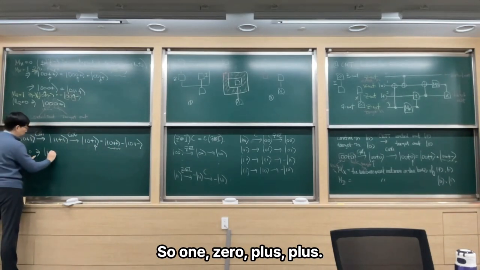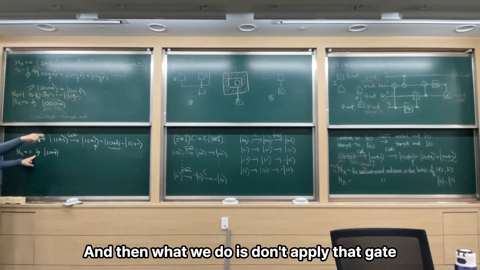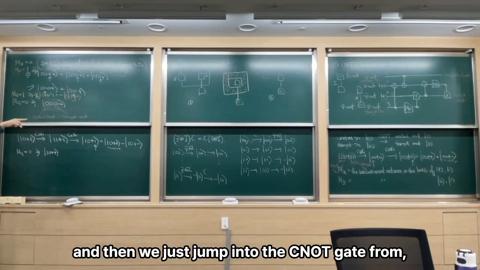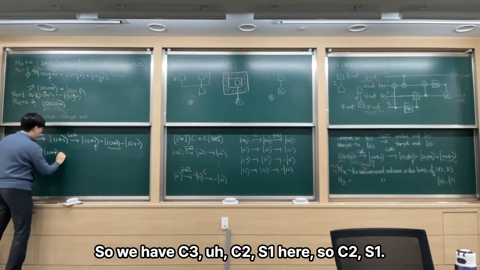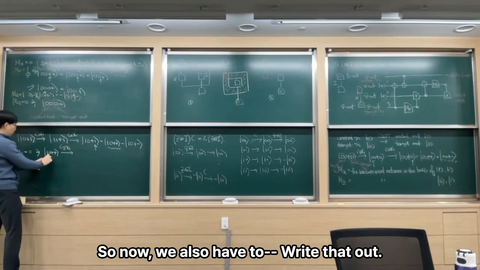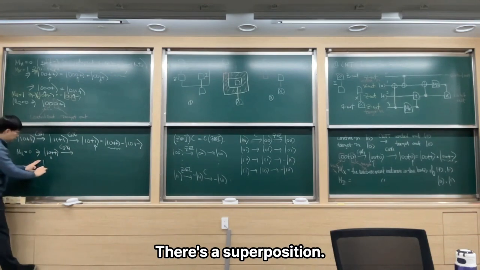So 1, 0, plus. And then what we do is don't apply that gate on the third qubit, and then we just jump into the C0 gate between the third and second. So we have C2 x1 here, so C2 x1. So now we also have to write that out in the superposition.